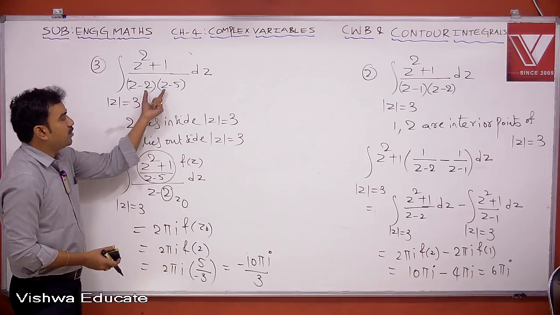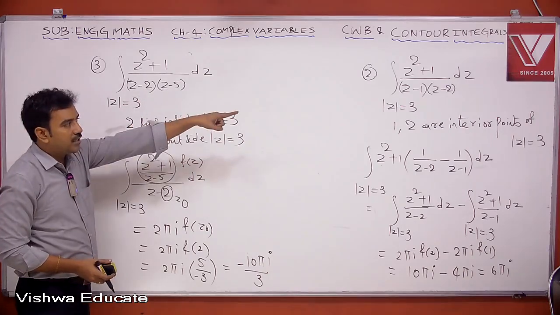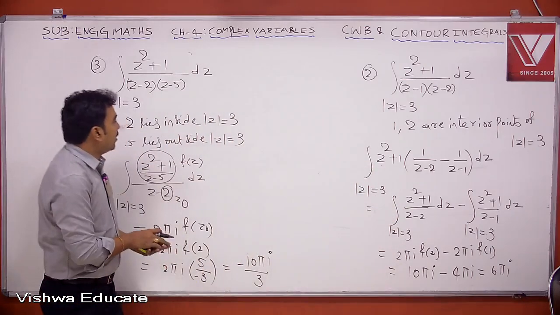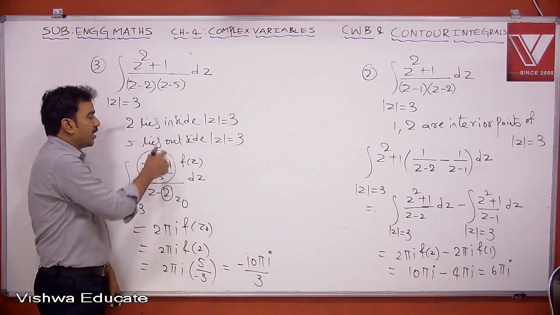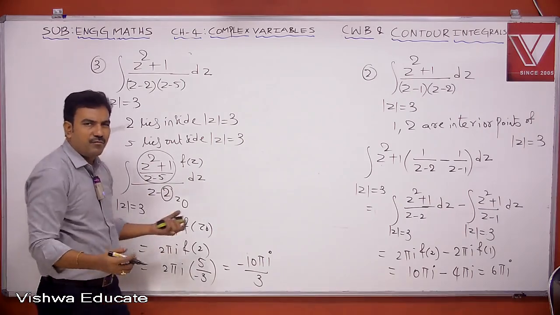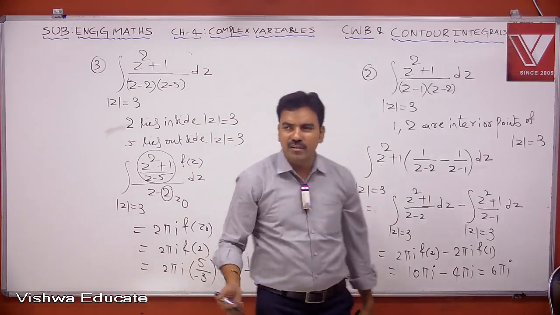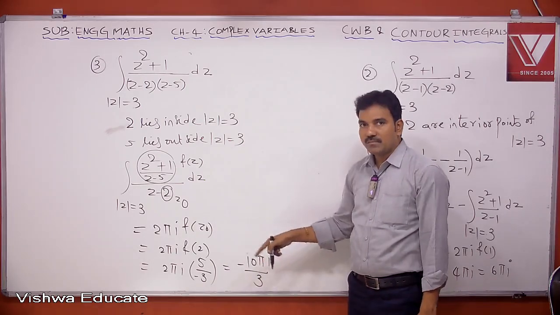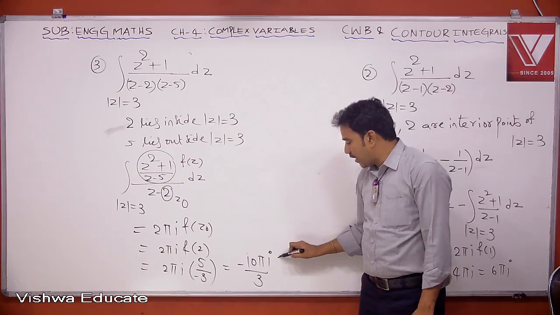So when multiple z naughts are there, if all z naughts belong to the circle, go for partial fraction expansion like this. If one point lies inside the circle and one point lies outside the circle, you can do a manipulation like this. Even if you go for partial fraction expansion, you will get the same expression, but to minimize the time, it is better to solve this way. Okay. So the answer is minus 10 pi I by 3.